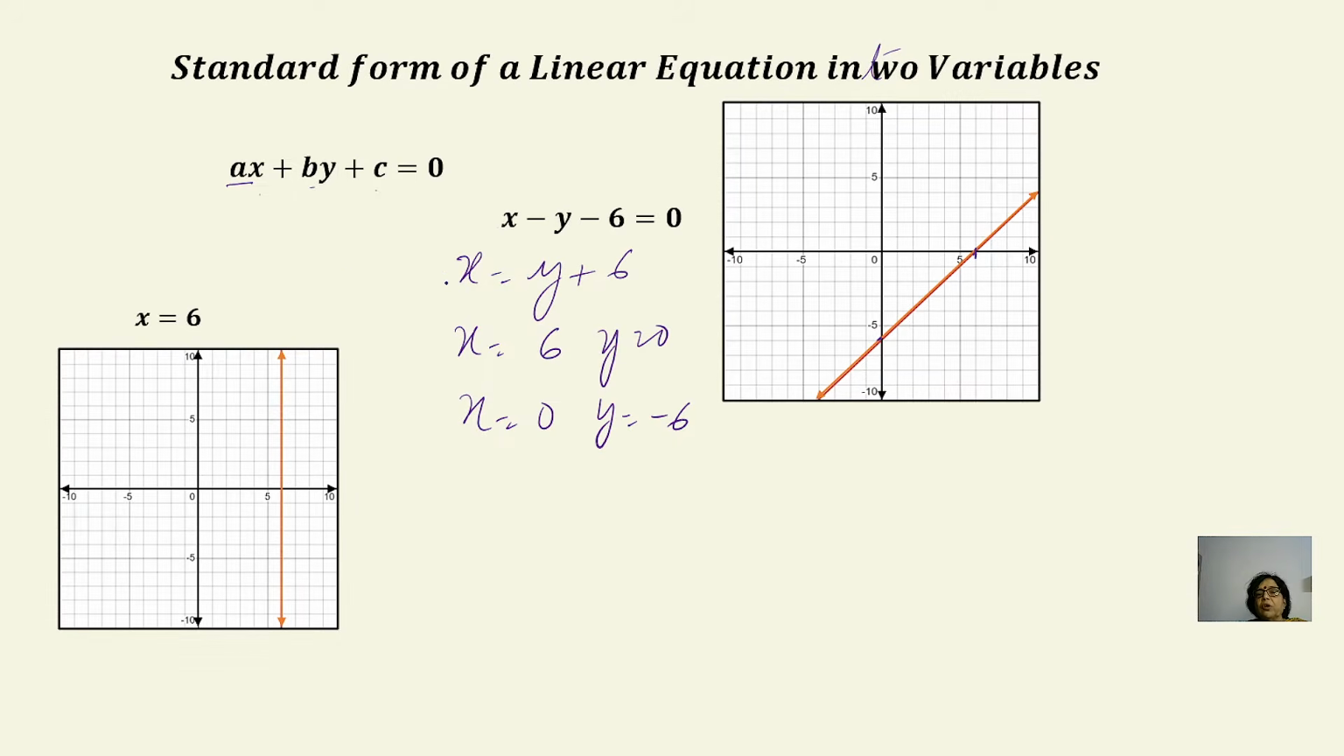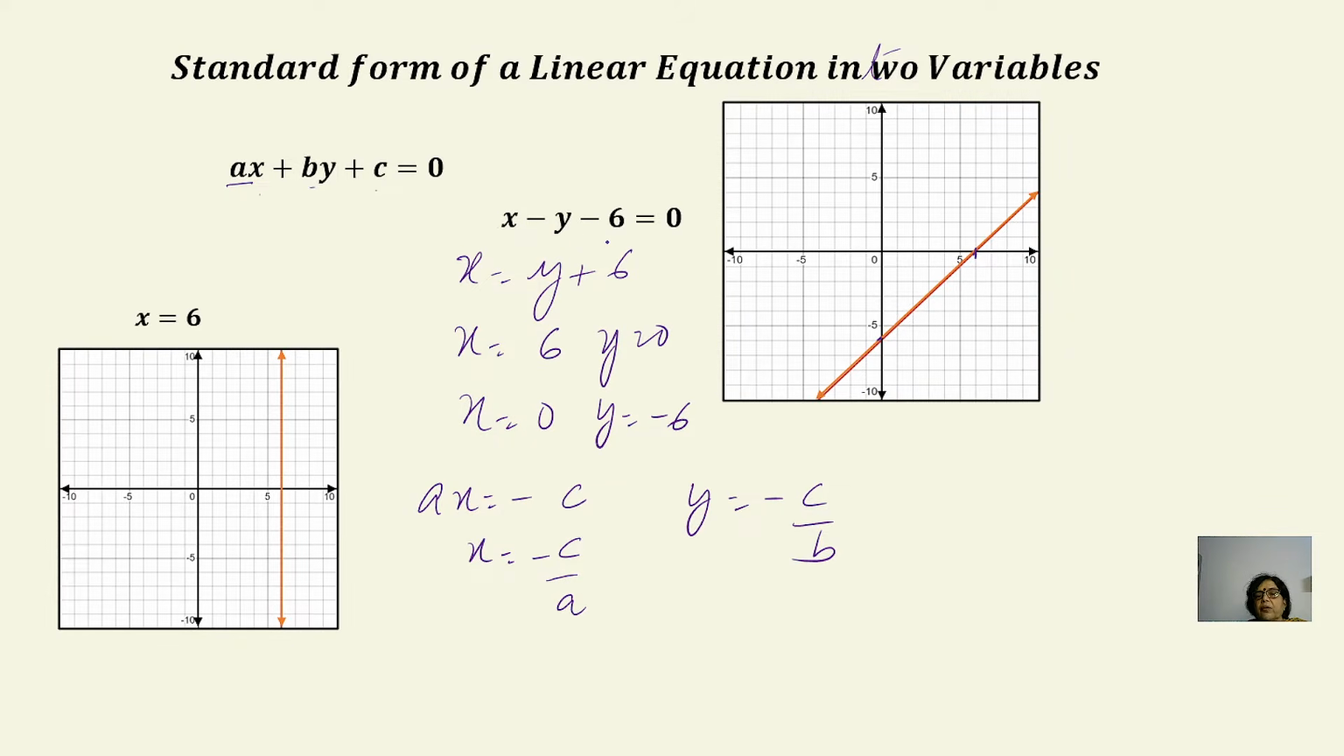Now, there are other conditions that can arise. Sometimes what happens is b is 0. In that case, ax will be equal to -c, so x will be equal to -c/a. If a is 0, that means y is equal to -c/b. So -c/a and -c/b are constants. Now see what are the different types of graphs we will get here.